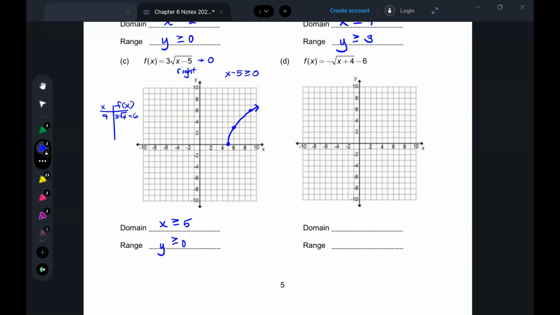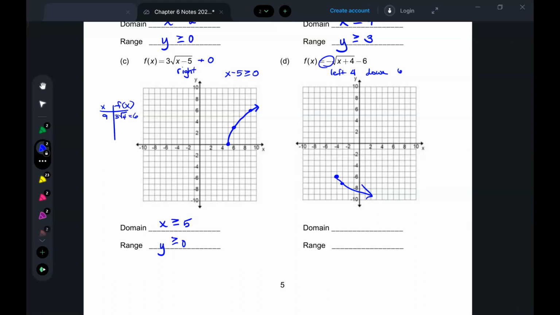Okay, how about the next one? Where are we going to go? We're going to go left 4, down 6, right? So -4, -6. Put a point. That's like our starting point. But it's a negative, so it's going to go down 1 to the right 1. And it's going to look like that.